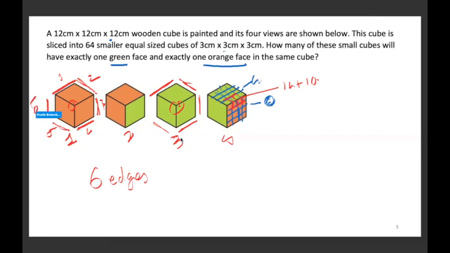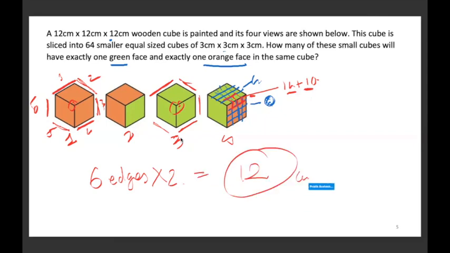There are exactly 6 such edges, and each such edge, like we saw here, has 2 cubes which have exactly one green and one orange face, which makes a total of 12 cubes that will have exactly one green plus one orange color face.